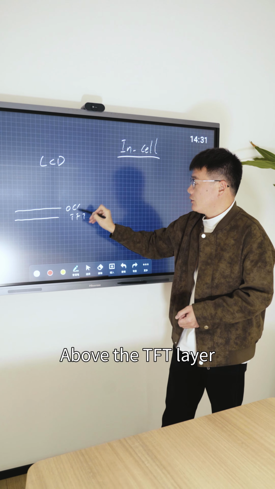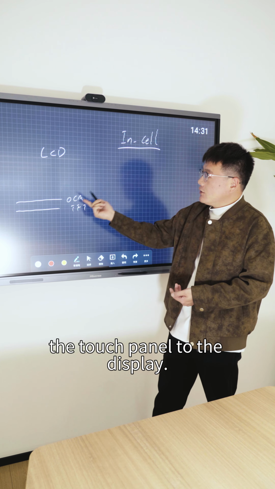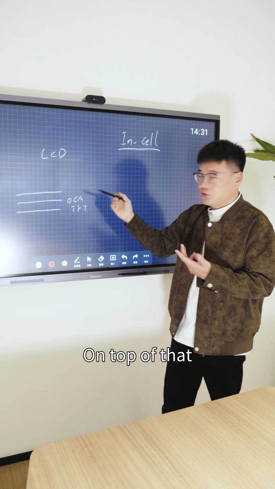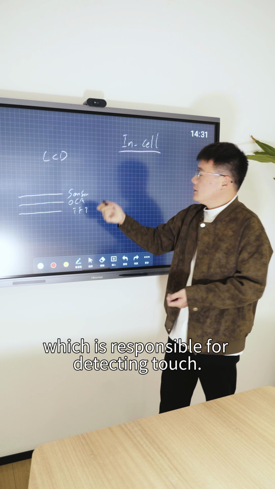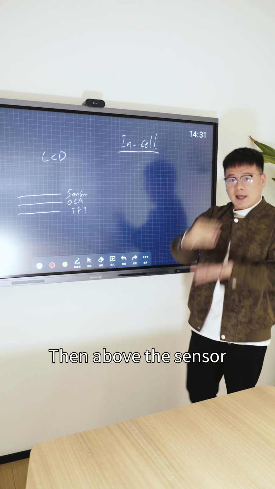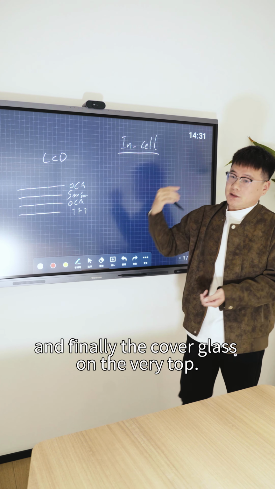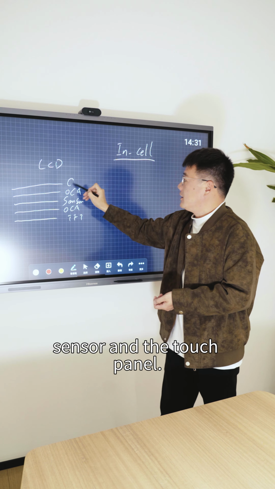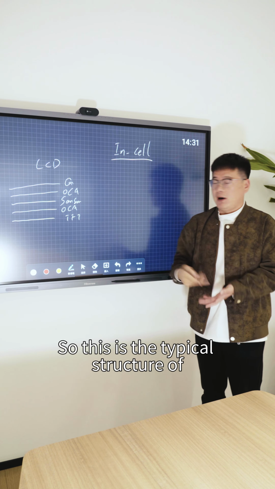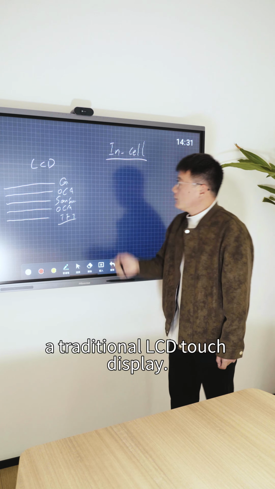Above the TFT layer, we usually use OCA or OCR to laminate the touch panel to the display. On top of that, there is the touch sensor layer, which is responsible for detecting touch. Then above the sensor, there is another layer of OCA, and finally the cover glass on the very top. The cover glass protects the sensor and the touch panel. So this is the typical structure of a traditional LCD touch display.